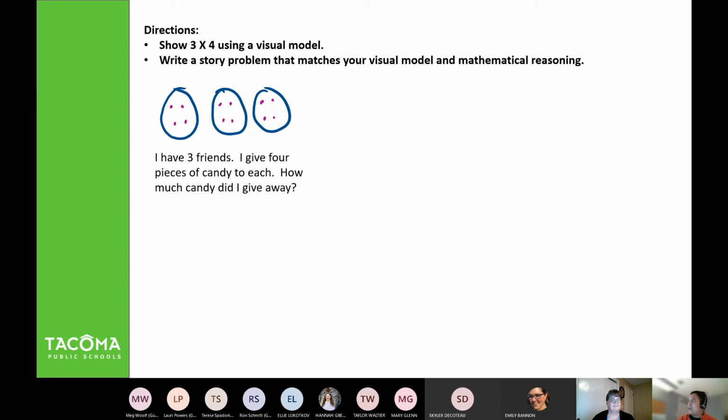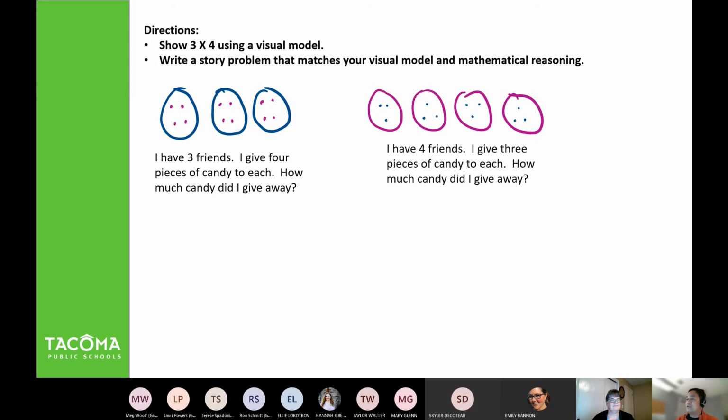Now, a student might think of it a different way, thinking about the numbers in a different way, where in this case, they have 4 friends and are giving 3 pieces of candy to each. Same question applying.